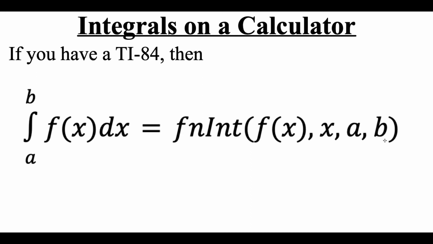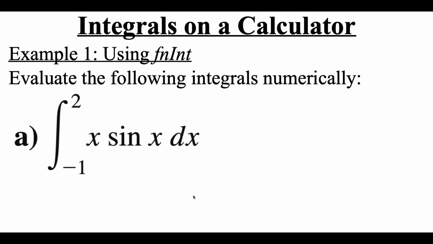Now if you have a newer model calculator, it'll look slightly different. I'll show you what both ways look like in this first example, but then when I do the second two examples, I'm just going to do it with the newer model calculator. So we're going to use our calculator to numerically integrate the function x times the sine of x dx, and we're going to integrate that from -1 to 2.